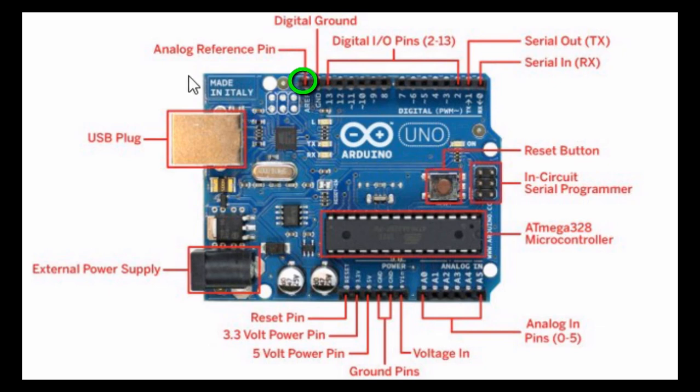This is the analog reference pin, and this is a digital ground. This is the reset button, and this is an in-circuit serial programmer. And these are the analog pins. The analog pins are used for reading voltage measurements from analog sensors, such as temperature sensors. In contrast to digital input, which can only have 2 values, either high or low, analog input can measure 1024 different levels of voltage. We've got also the analog output pins.